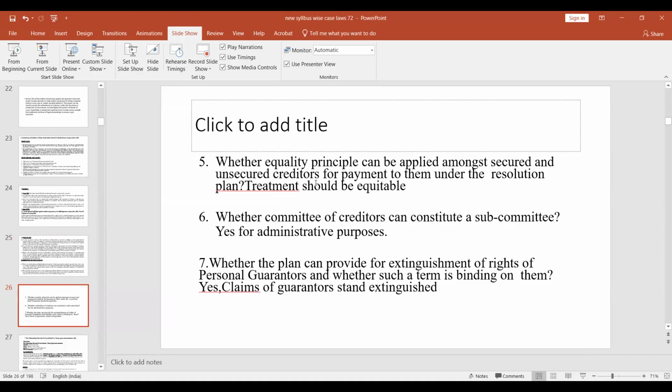Now, regarding whether the equality principle can be applied among secured and unsecured creditors.